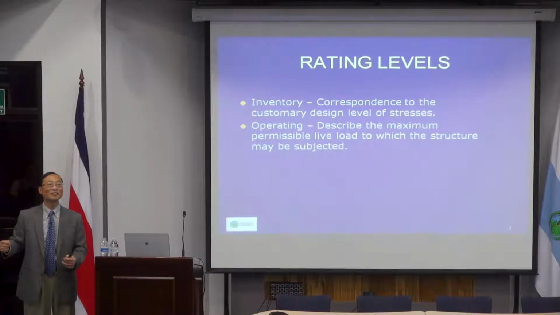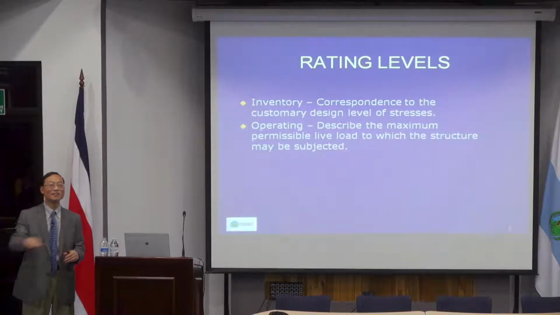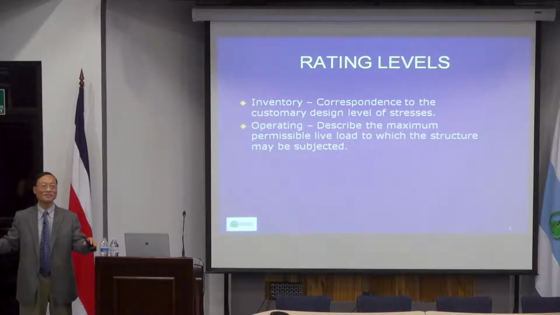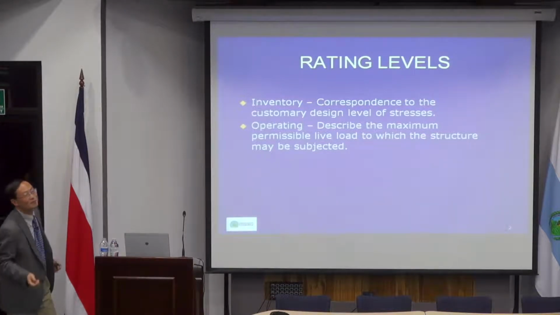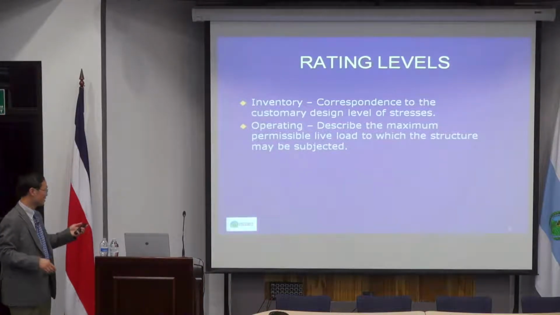So that's why they developed a two-level system, one called the inventory level. Inventory level is very much the new design standard. The factor of safety and load factors are using that. But again, that level, the bar is too high. It's like a lot of people may not be able to jump over. And then they say, let's have another level. We call it the operating level.